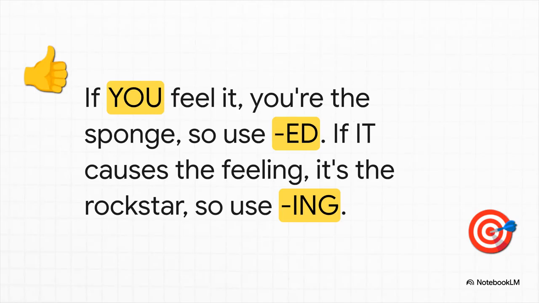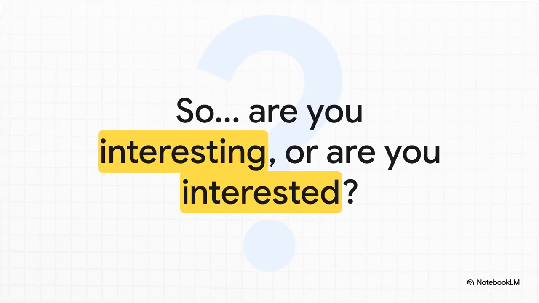And hey, if you need an even simpler rule to just stick in your pocket, here it is. This is going to work for you in almost every single situation. If you're talking about a feeling that you have, you're the sponge, so you use ed. If you're describing the thing or the person or the situation that causes that feeling, well, that's the rock star, so you use ing.